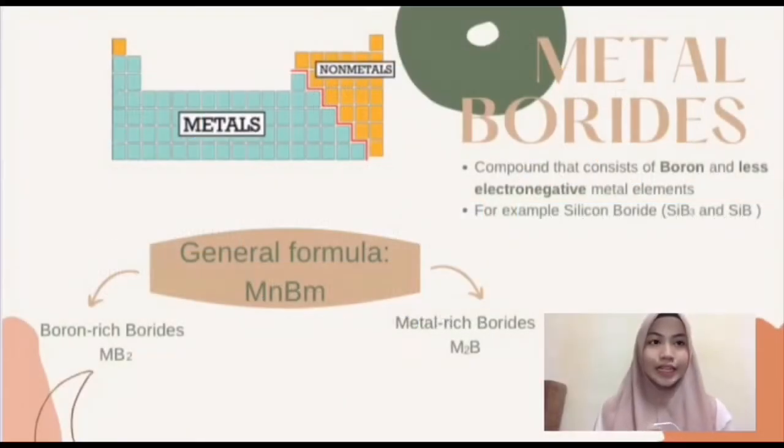Okay, what is metal boride? Metal boride is a binary compound that consists of boron and a less electronegative metal element, for example silicon boride. Metal borides can be divided into two groups, boron-rich borides and metal-rich borides, with the general formula MnBm, where M stands for metal and B stands for boron.